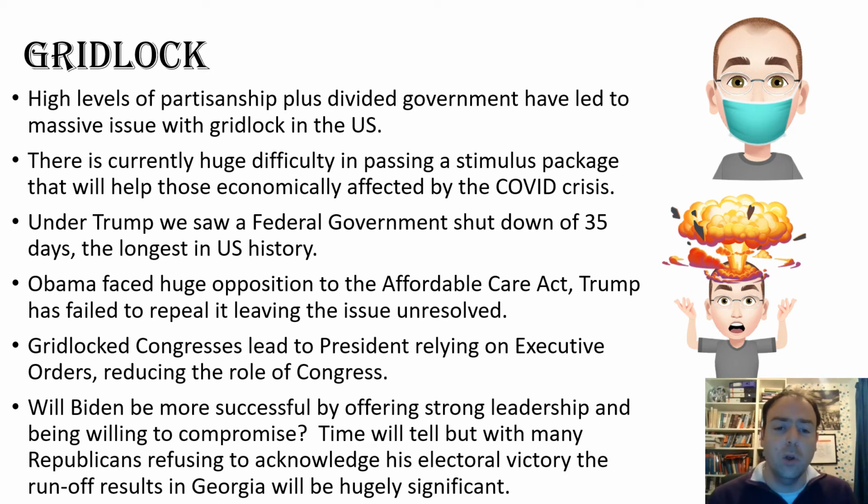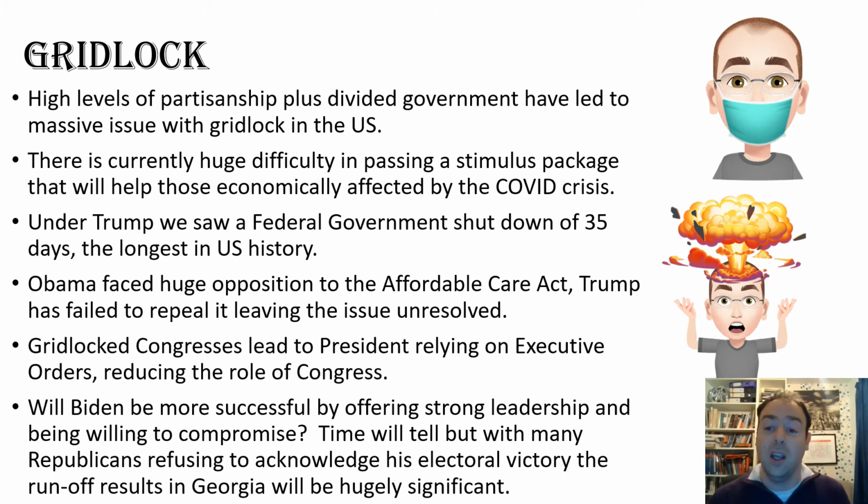And here we're seeing Congress's role being reduced. Now, will Biden be more successful in offering strong leadership and also being willing to compromise in terms of actually getting things through Congress? Time will tell on that. But with many Republicans refusing to even acknowledge electoral victory and the runoffs in Georgia still being left and being hugely significant, you've got to say his chances are going to be limited.